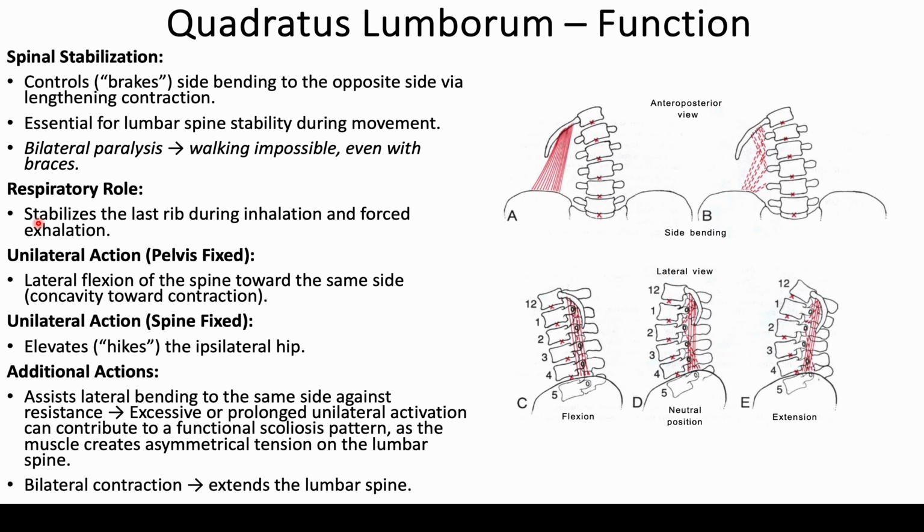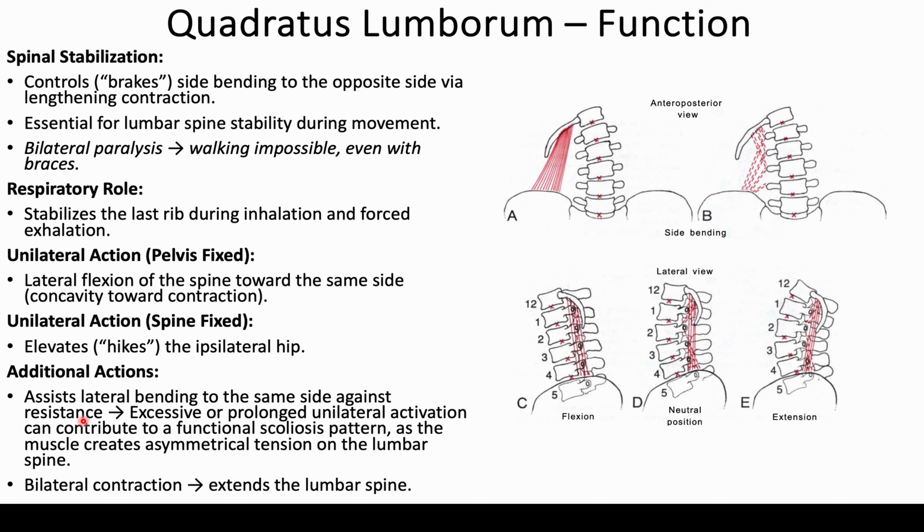Respiratory role: it stabilizes the last rib during inhalation and forced exhalation. And unilateral action: it fixes the pelvis as well as the spine, and it hikes the ipsilateral hip as well as laterally flexes the spine towards the same side. It assists in lateral bending to the same side against resistance.